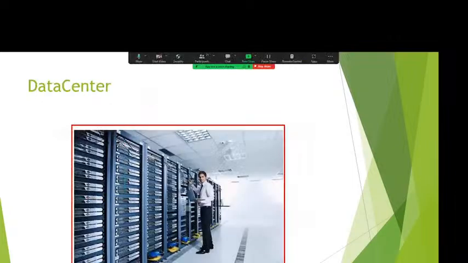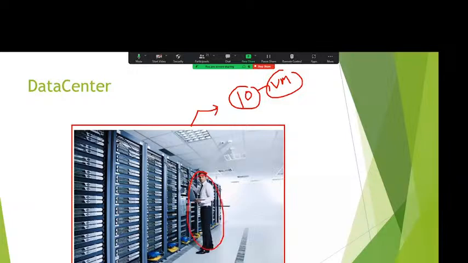For example, we are working in one organization. We got one new project where I would like to build 10 virtual machines. First step, what do we have to do? First, submit the request to the data center team. They will verify whether space is available or not. Yes, they will rack the space.